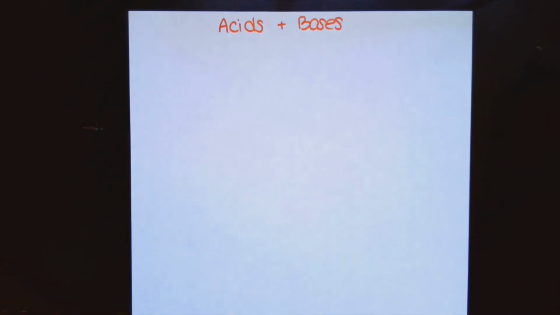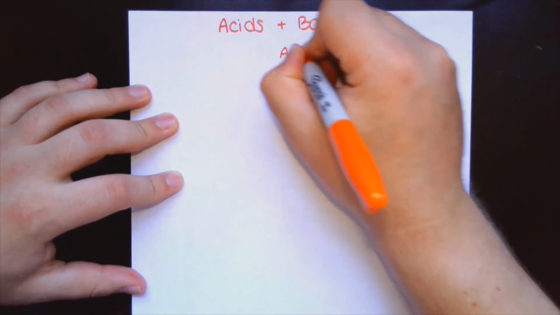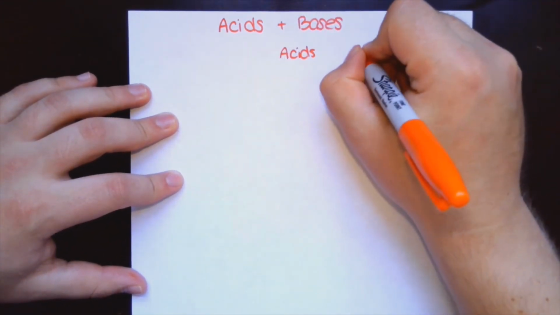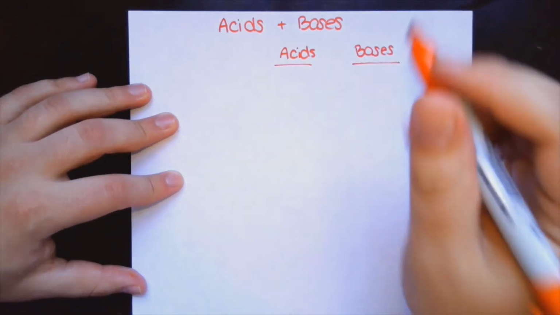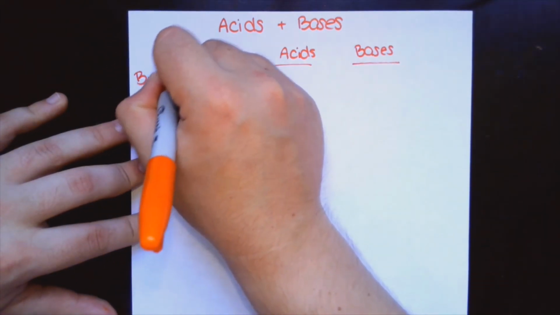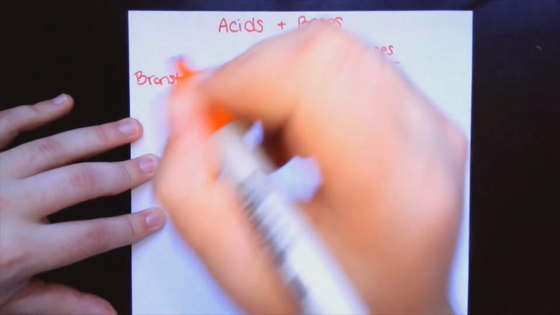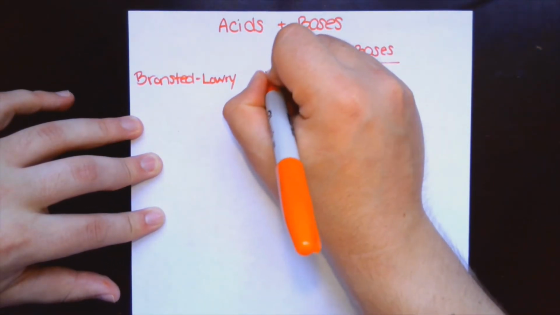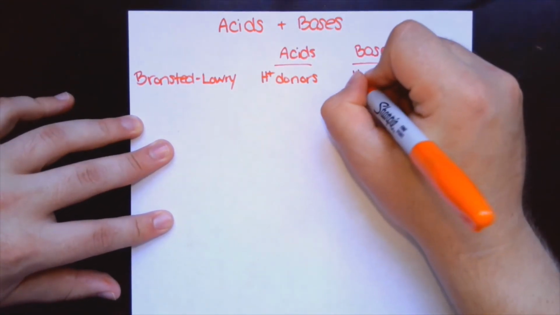In this video, I'm going to discuss some basic principles about acids and bases. So, for acids and bases, there are three accepted definitions for determining when you have an acid and when you have a base. One is the Bronsted-Lowry definition. What that says is that acids are H plus donors and bases are H plus acceptors.